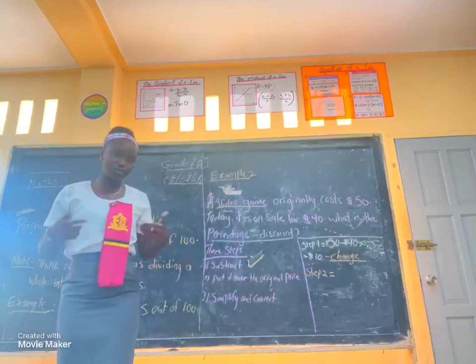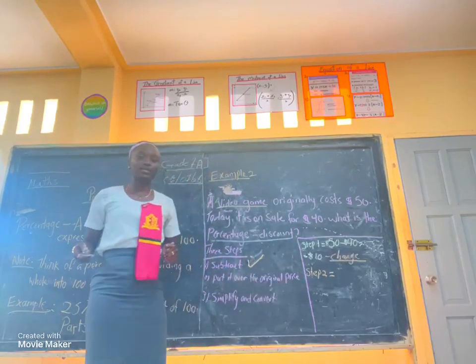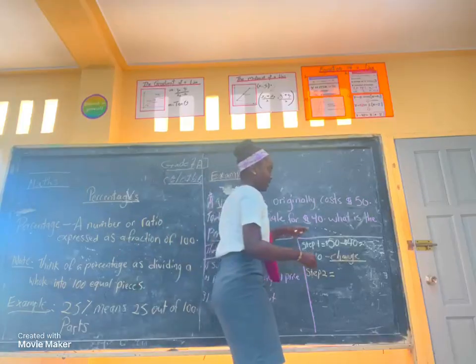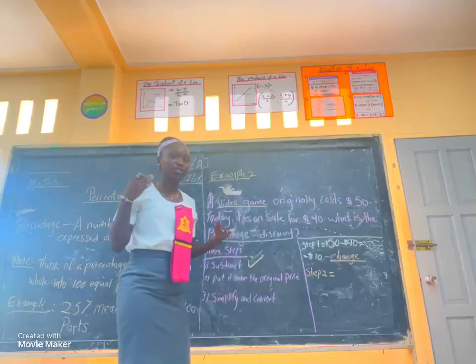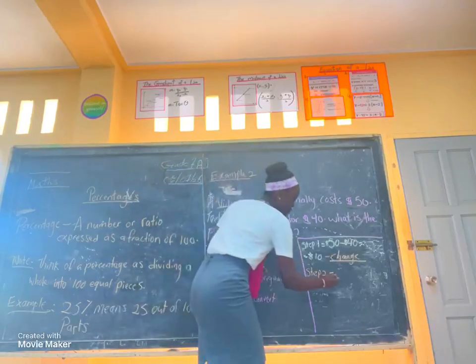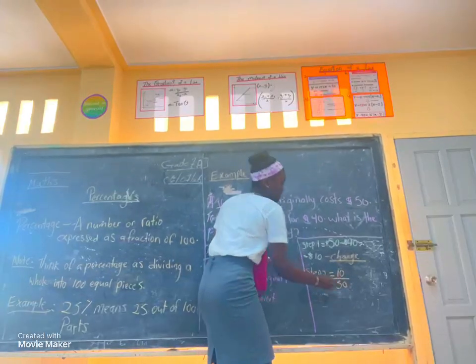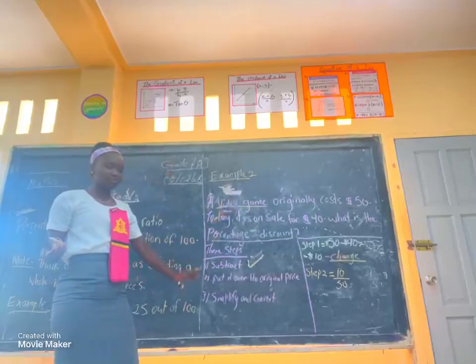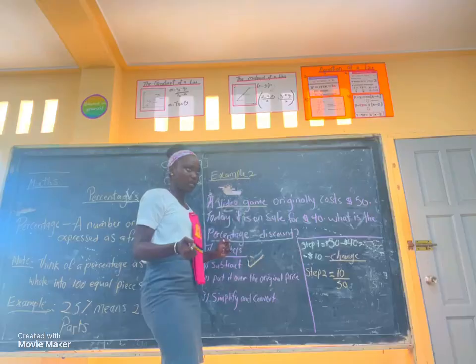Now we move on to step 2, which is put it over the original price. Now we're taking $10, which is the change, and we're putting it over the original price, which is $50. So we're going to take the 10 and put it over the 50. That's how we end up with 10 over 50.